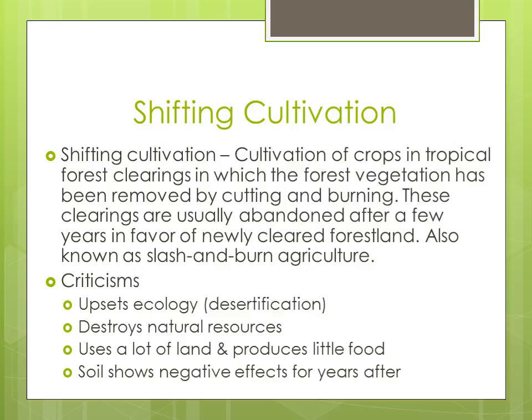The soil shows negative impacts for years after, mainly because shifting cultivation is practiced in tropical areas. Tropical soil tends to be very nutrient poor because the nutrients are tied up in the actual vegetation itself. So by slashing and burning, you're releasing a lot of nutrients. However, those nutrients in the soil don't remain for very long. And so the land doesn't remain productive for very long.